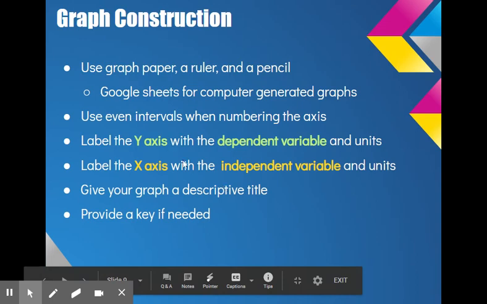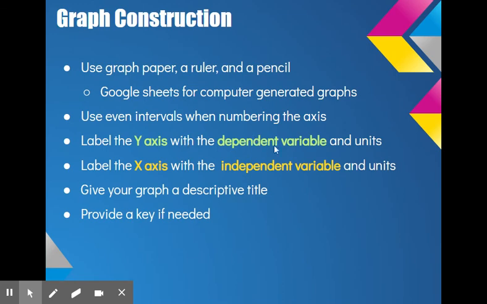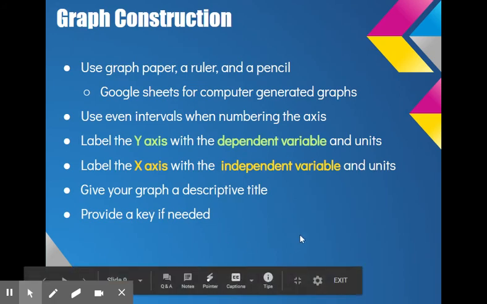You need to make sure that your y-axis has a title, which would be the dependent variable, and units, and that your x-axis has the independent variable and it also has been labeled with units. You need to have a descriptive title. It can't be Bob's graph. It has to show what you are graphing, and if possible or needed, you'll need to have a key, or a legend, as some people call it.